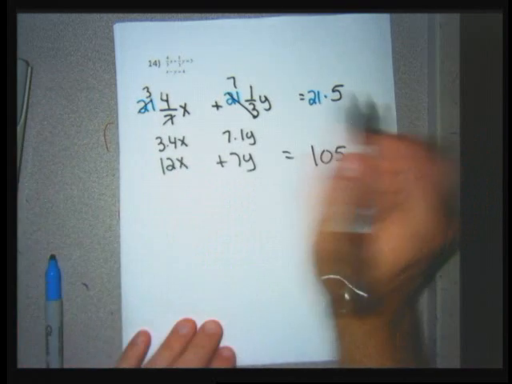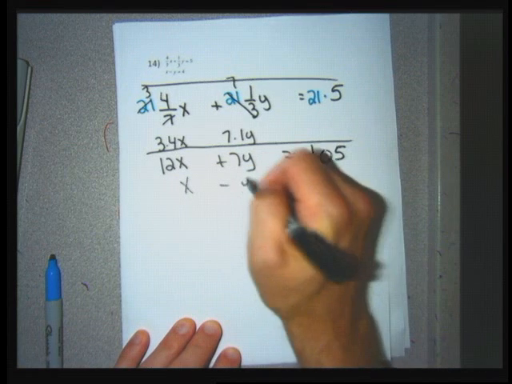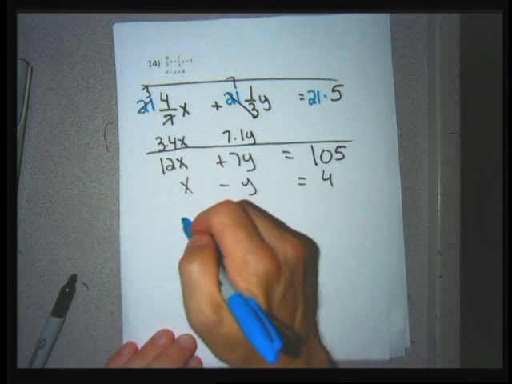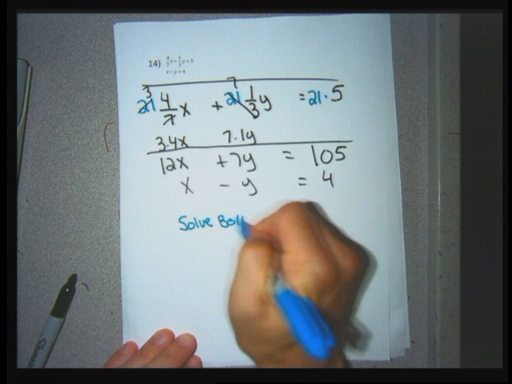Now I'm going to put this on top of the bottom equation, which is x minus y equals 4. This is the system I'm going to solve. What I'm going to do now is solve the bottom equation for x.